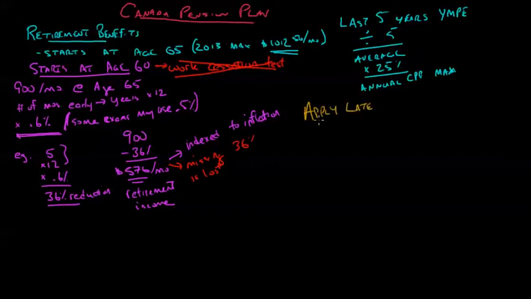Now, at the other side of that, if you decide to apply late, there's an incentive for applying late. And the incentive for applying late looks like this. Very similar here. We have somebody who would have gotten $900 a month at age 60.